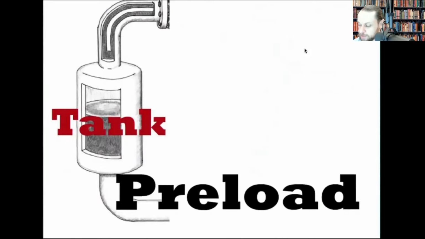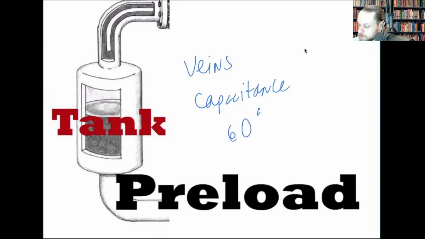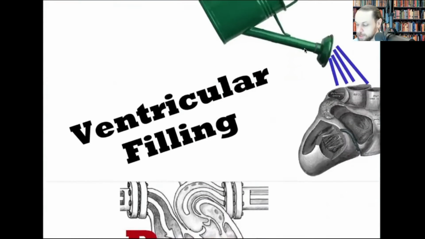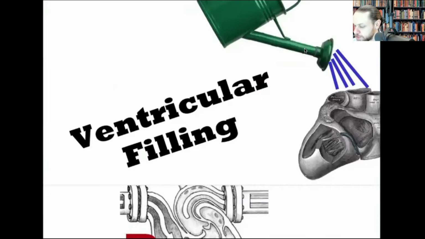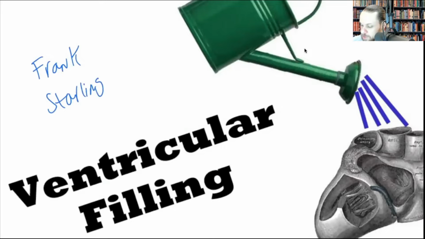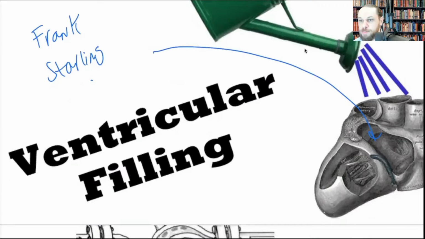The tank is the veins. They are your capacitance. About 60% of your blood is stored in your veins. This is where your preload comes in, into your heart. This just shows you ventricular filling. And if you know Frank Starling's law, it says the more you fill, the bigger the stretch, the bigger the contraction will be, up to a certain point. Obviously, you're not going to be able to do that on a very weak heart.